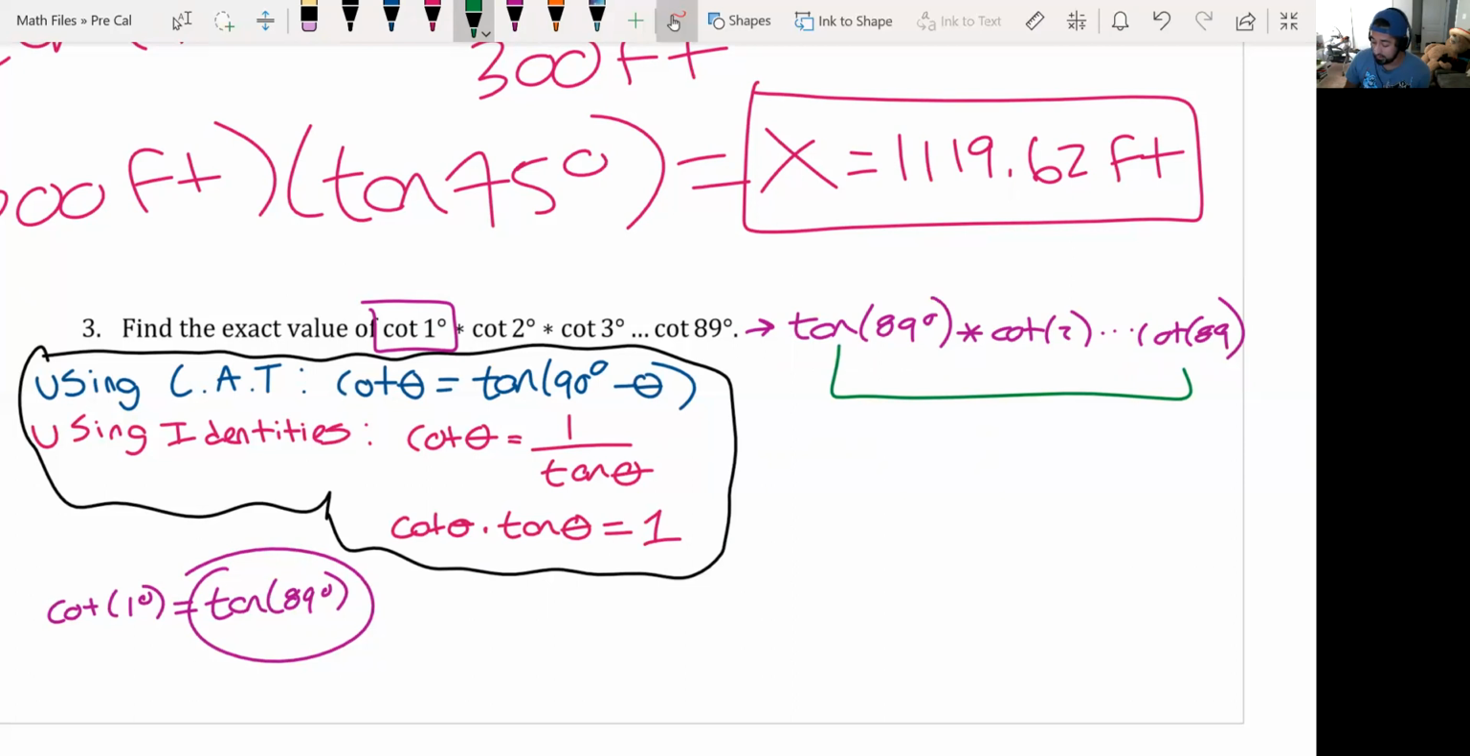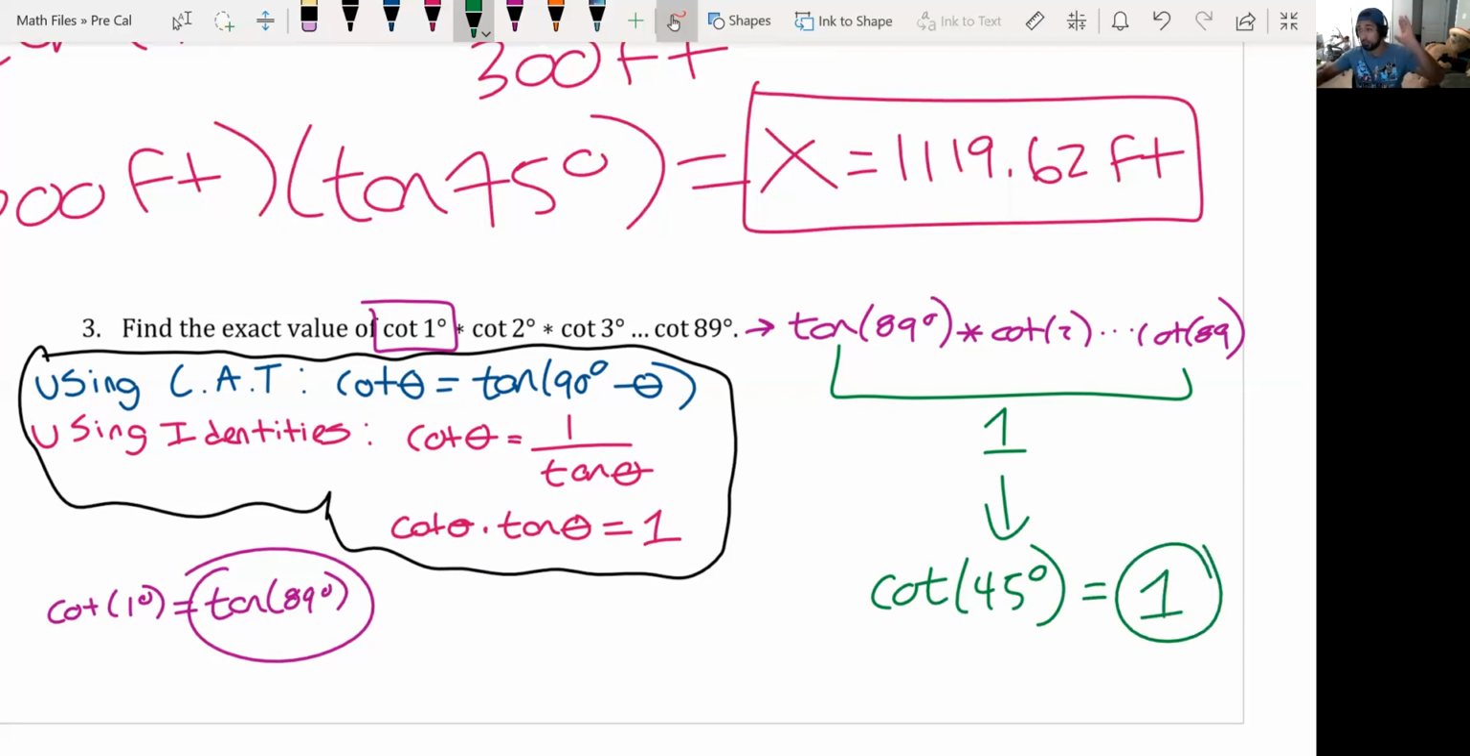Those will cancel and become 1, and all that's left is the middle term of the cotangent of 45 degrees, which also happens to be 1. That's it. So it's like one big cancellation fest. Cancel, cancel, cancel, cancel, cancel, cancel, until you get to the tangent of 45, which is 1. And we are done.